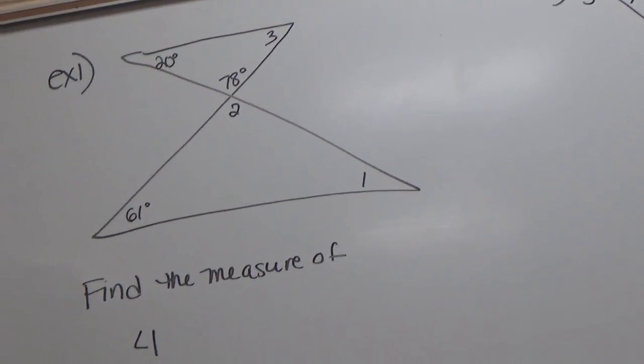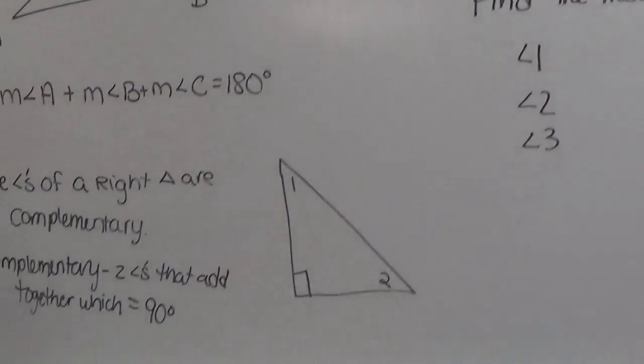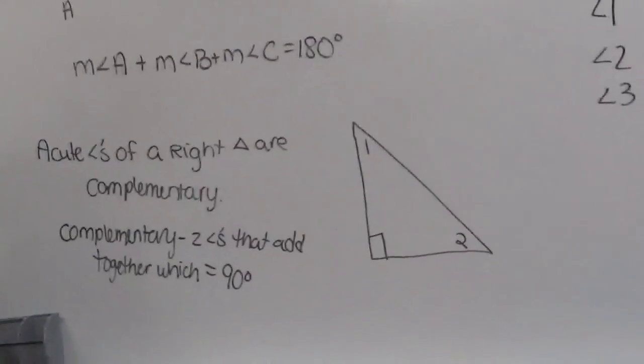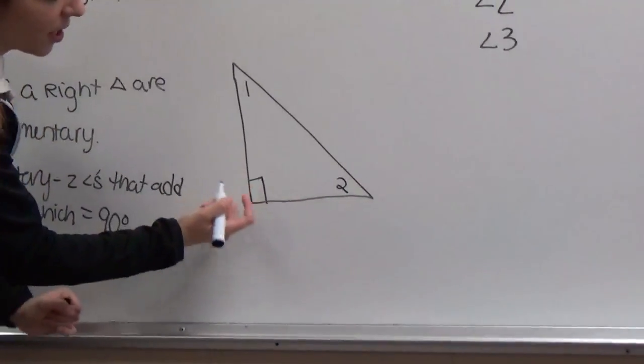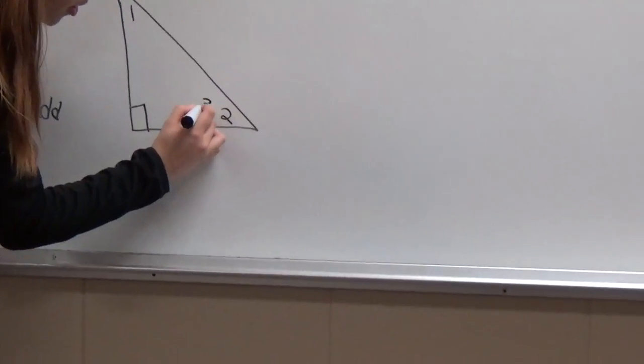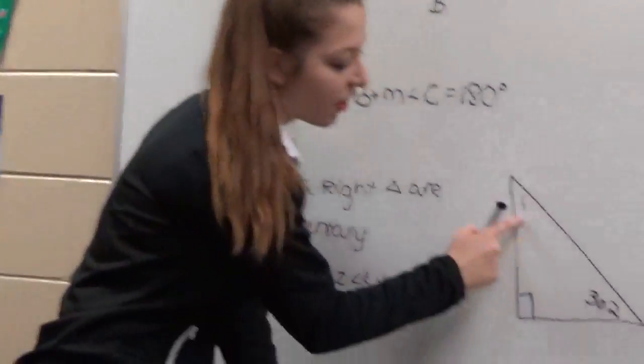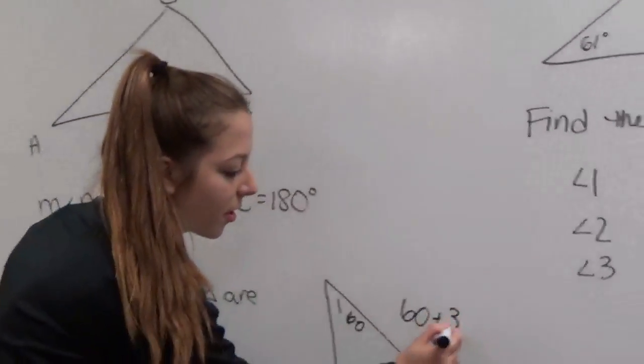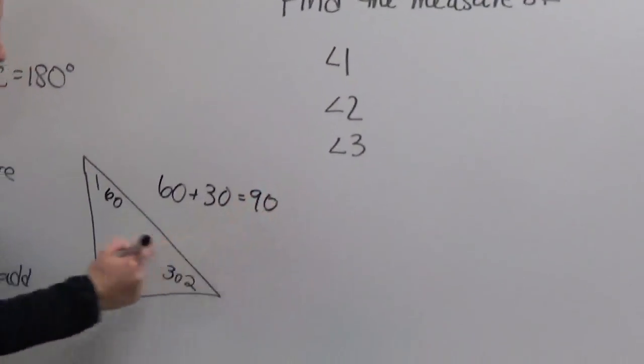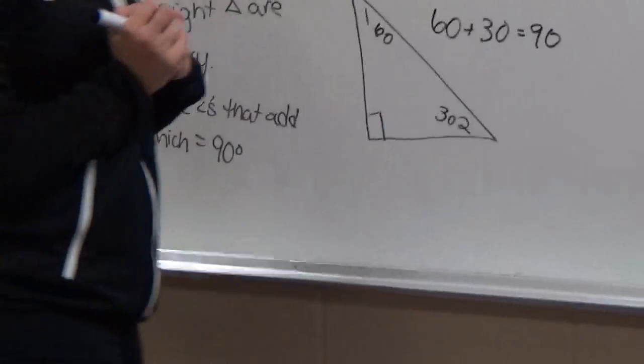Wait, can you go back and show an example of that? Sure. Say that's 90 degrees and say this is 30 degrees. This would be 60, because 60 plus 30 equals 90. You always remember that.